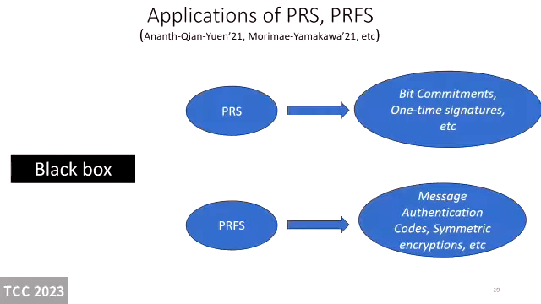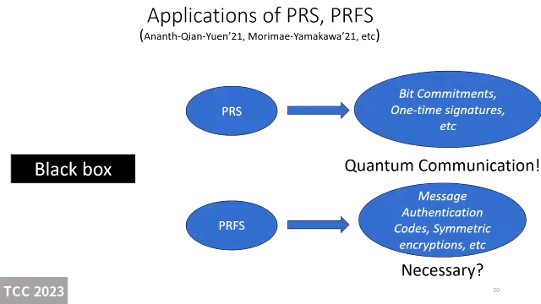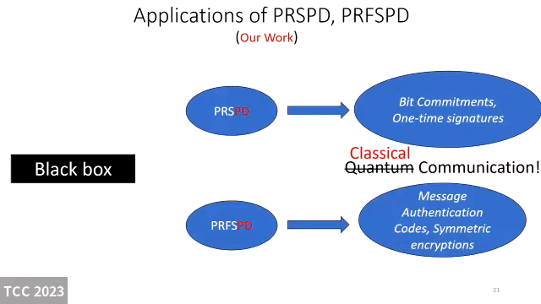It was shown that pseudo-random states and pseudo-random function-like states have a lot of applications in quantum cryptography. All these constructions use quantum communication, like the protocols and the primitives both use quantum communication. What we managed to do is to get these with classical communication using proof of destruction. Okay, but why is this interesting?